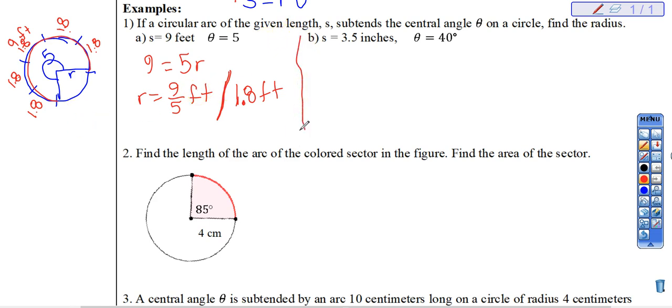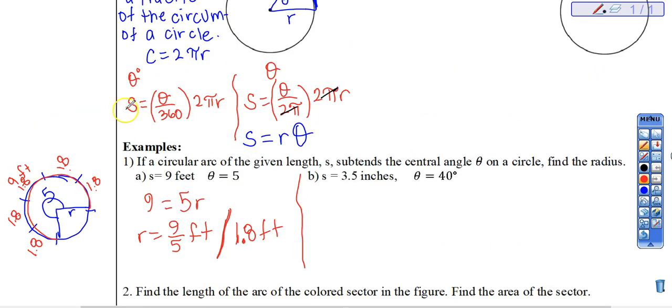Let's go to B. So B, you have an arc length of 3.5 inches, and your theta is in degrees. So you have a choice to make here. You can either use our formula, theta over 360 times 2 pi r, and plug that into your calculator, or you could convert 40 degrees into radians and use S = rθ. I don't care which one you do. So you tell me, what do you want to do? Use the formula for arc length in degrees, or convert our degrees to radians and use S = rθ?